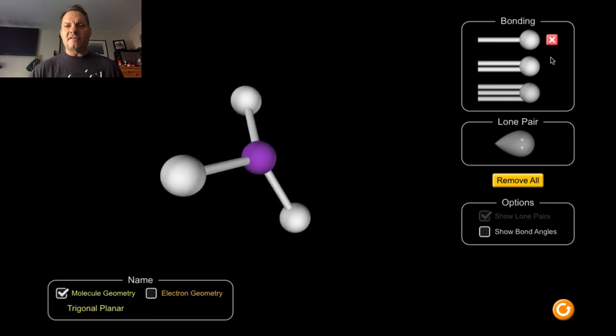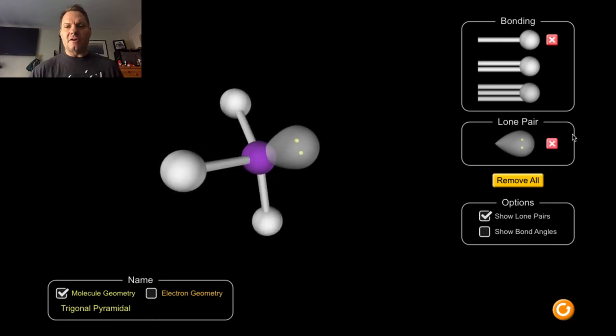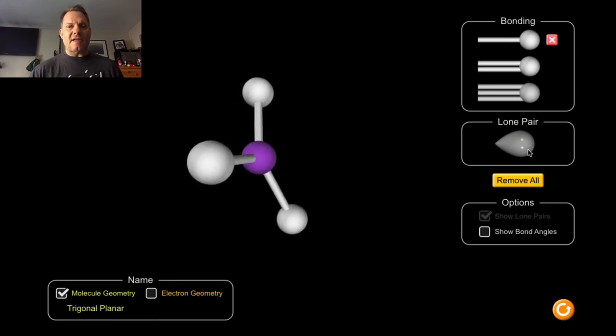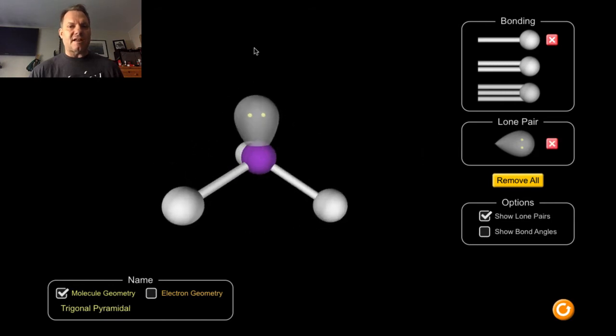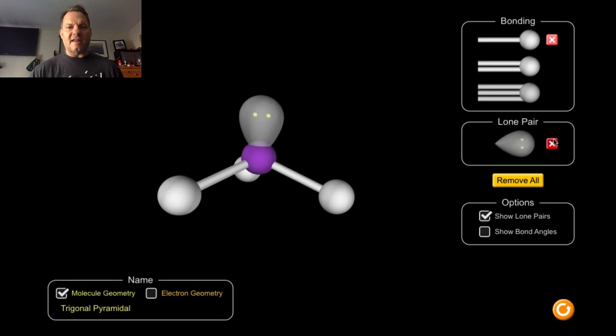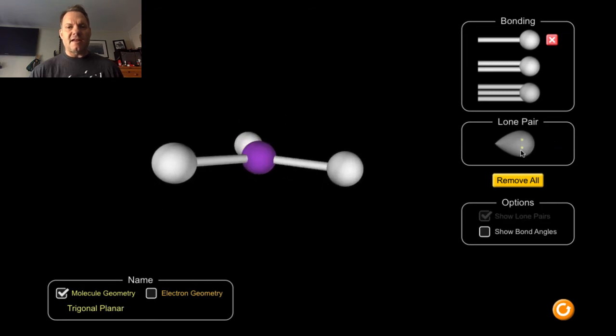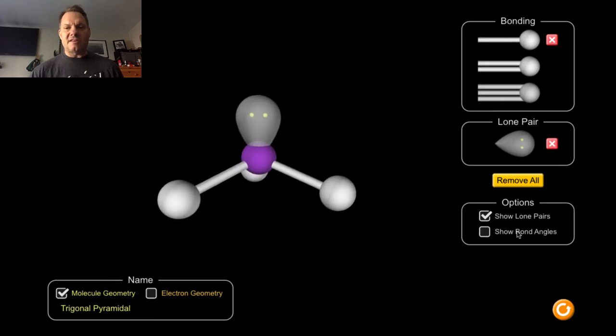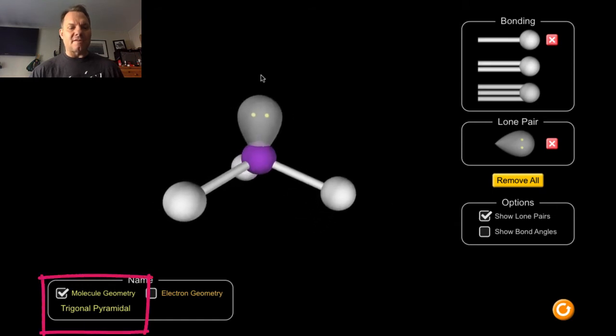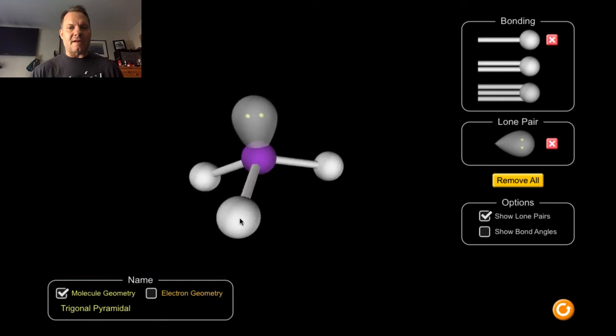If one of those becomes an unshared pair, you'll notice that it's gone from trigonal planar to adding that pair pushes those bonds away, that valence shell electron pair repulsion. I'll show that again. That's a trigonal planar. When I add that unshared pair, it pushes them away. And again, we don't consider the geometry of that lone pair. What we have here is a trigonal pyramid, a 3-sided base that is pyramidal, trigonal pyramidal.